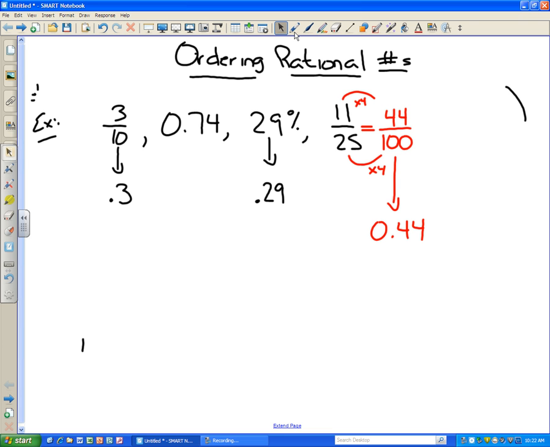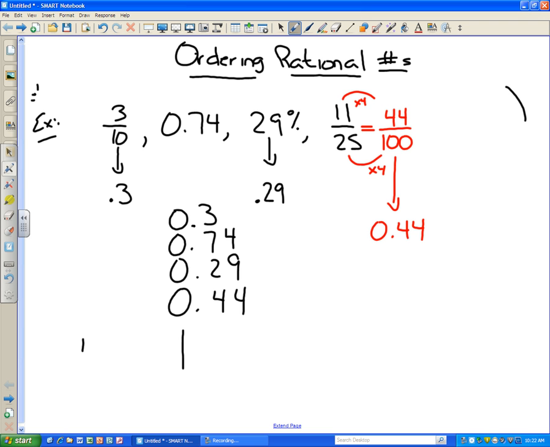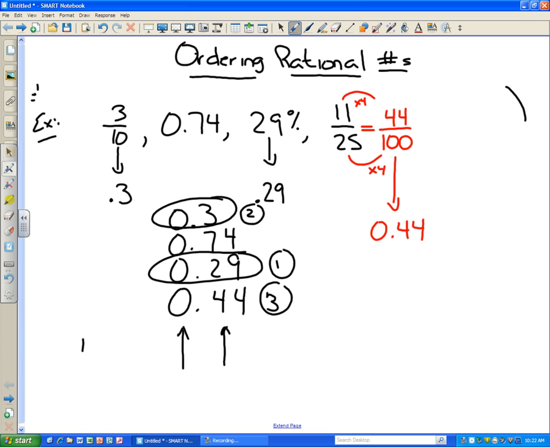So now I have all of my decimals. And again, I line them up, lining up my decimals. I look at the whole numbers, they're all 0, so then I go to my tenths spot. The smallest would be 0.29, the next smallest would be 0.3, and then 0.44, and 0.74.